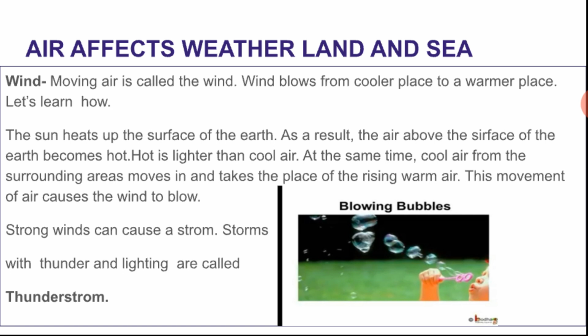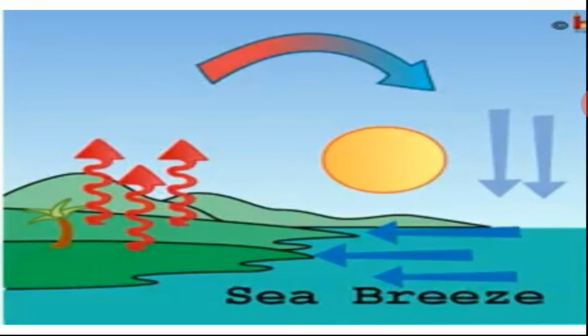Now you can see here the sea breeze. During the day, the land surface gets heated much faster than the surface of the sea. Do you know why? Because of the sun rays. At daytime, the sun is there, no? So it makes the land surface warm. As the land gets heated, the air above it gets hotter, and hot air is light in weight, so it rises.